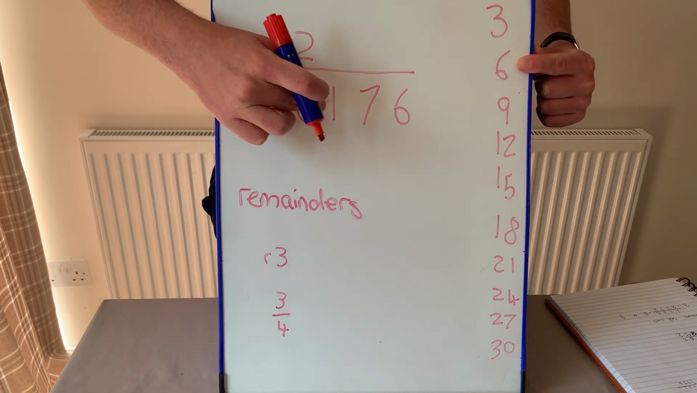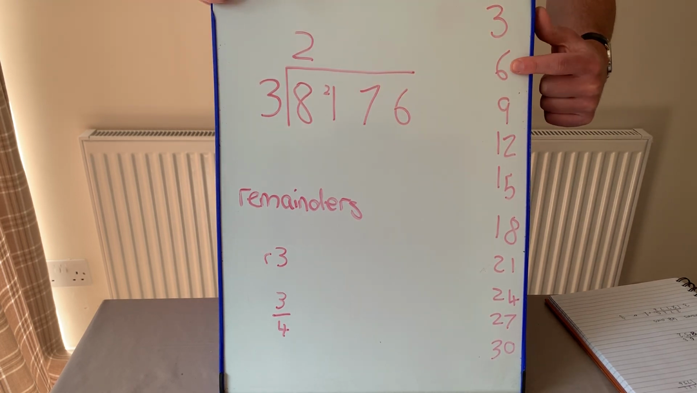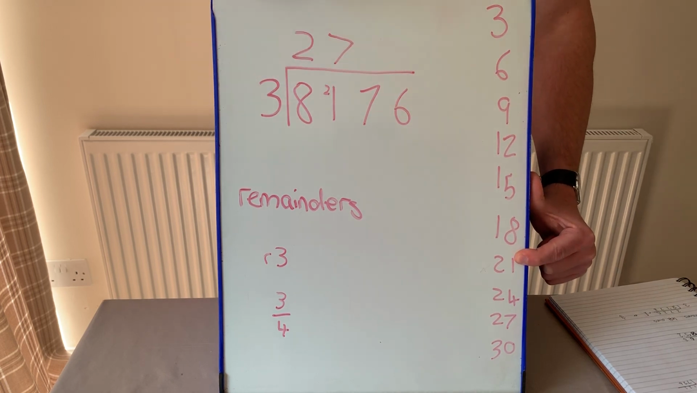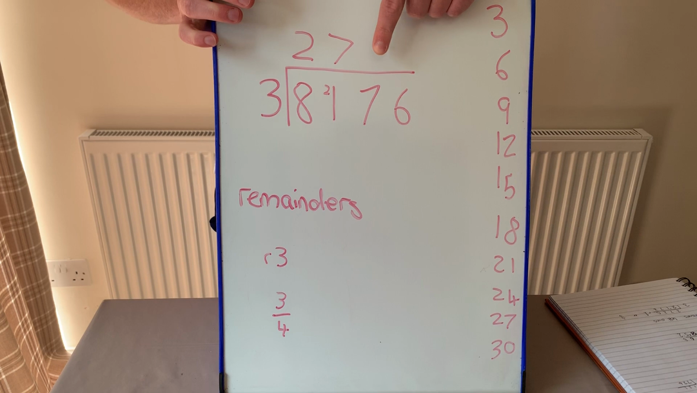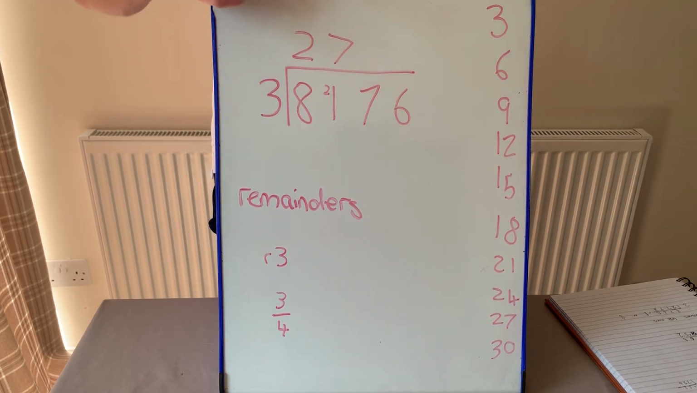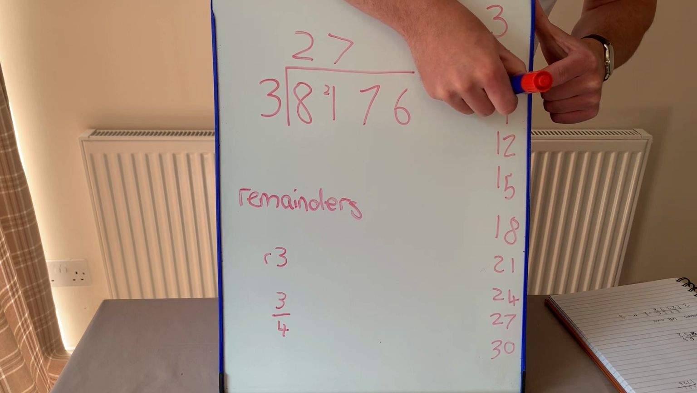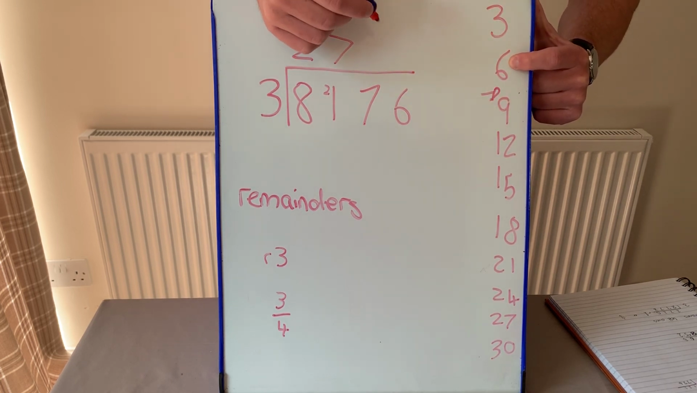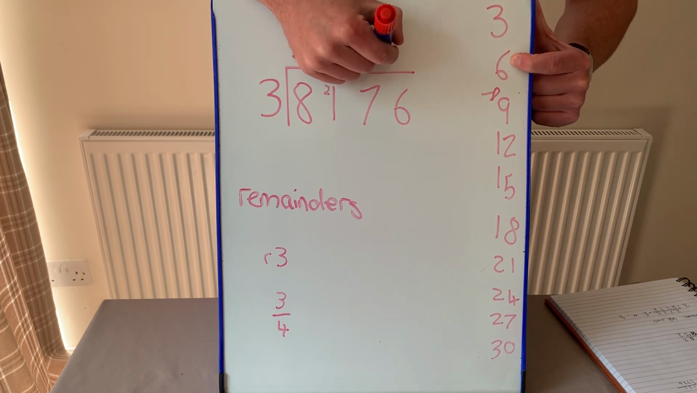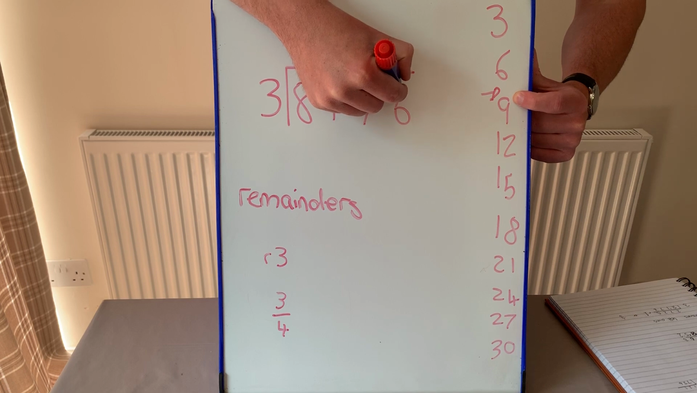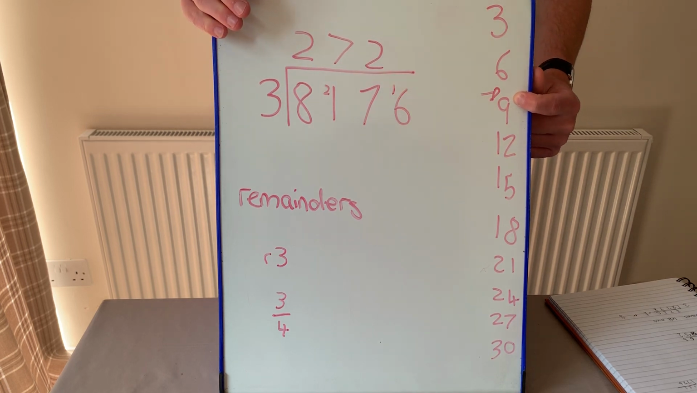How many 3s can I get into 21? 1, 2, 3, 4, 5, 6, 7. 7 complete 3s with none left over. 7 divided by 3. How many 3s can I get into 7? It's going to be in between 6 and 9, isn't it? So 7. So I've given away 6. So I've got 2 complete 3s. And I've got 1 left over for my 16 in my last column.